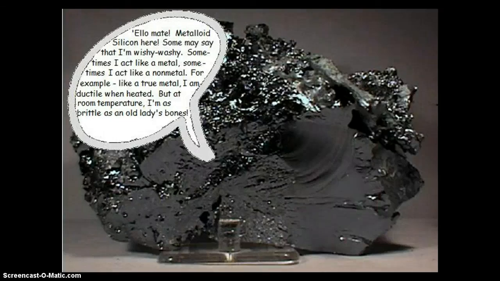Again, you do not have to draw. This is an example. Hello, mate. Metalloid silicon here. Some may say that I'm wishy-washy. Sometimes I act like a metal, sometimes I act like a non-metal. For example, like a true metal, I am ductile when heated. But at room temperatures, I'm as brittle as an old lady's bones. So sometimes a metalloid can act like a metal, and other times it will not.